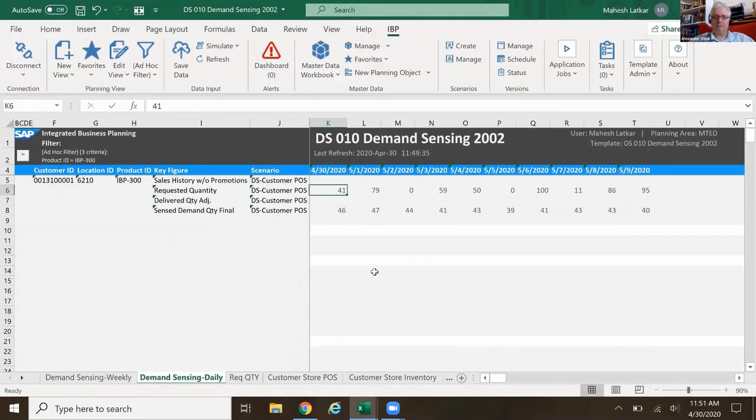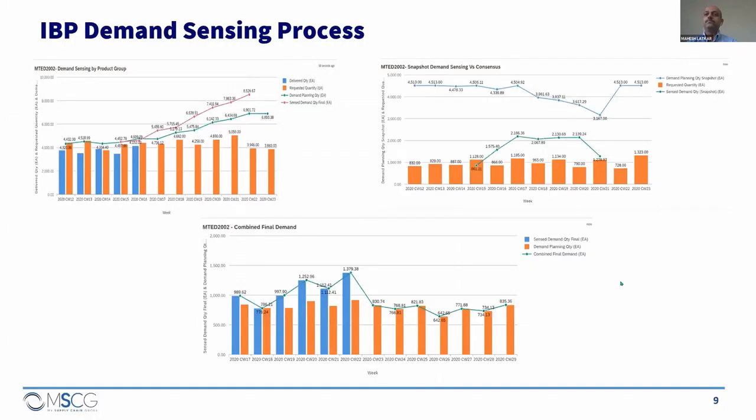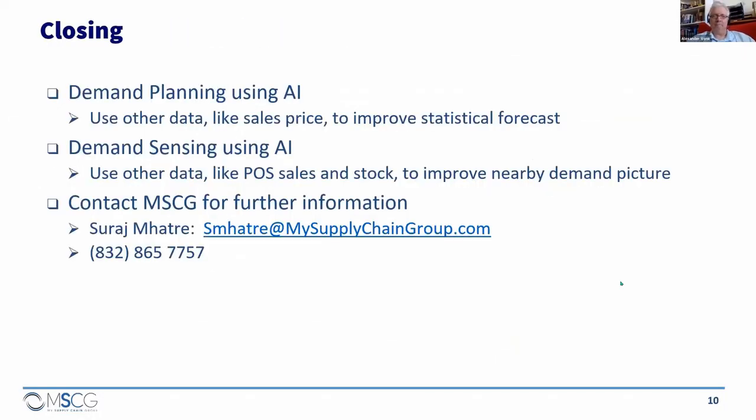Yeah, so there is a lot of flexibility and a lot of inputs you can use further to this customer point of sales. You can also use customer store inventory, or you can use promotion data or actual promotion impact. These kind of signals you can use. Thank you, Mahesh. That basically drove the demand sensing using AI very well.